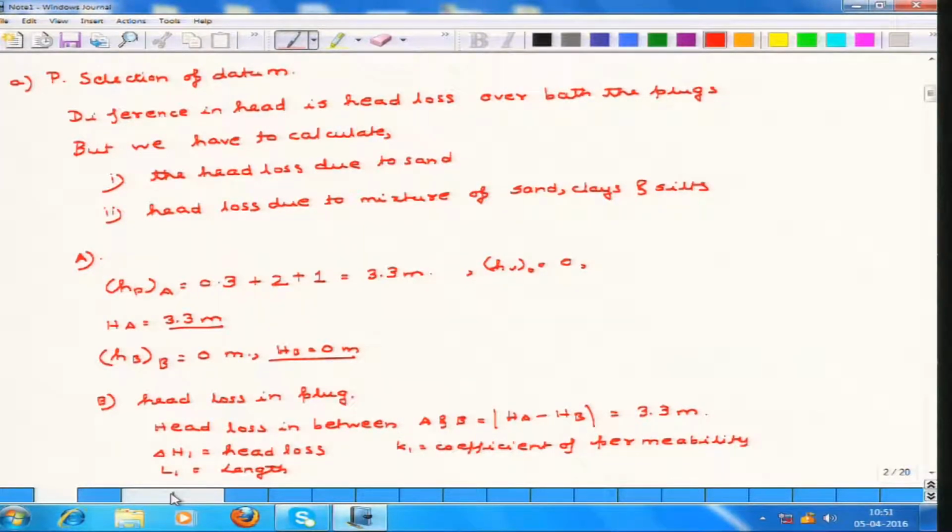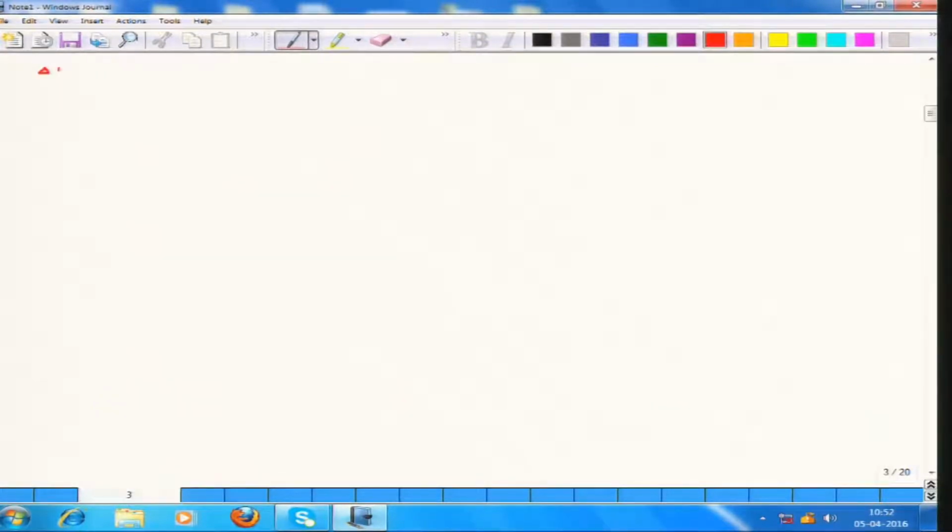Now, if that is the case, then delta H2 is the head loss, L2 is the length, and K2 is the permeability.